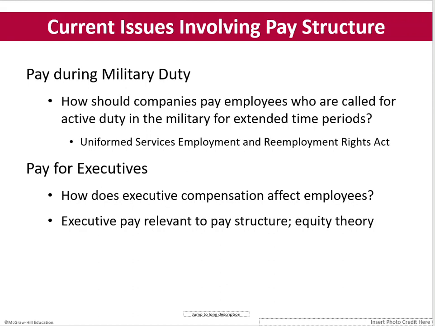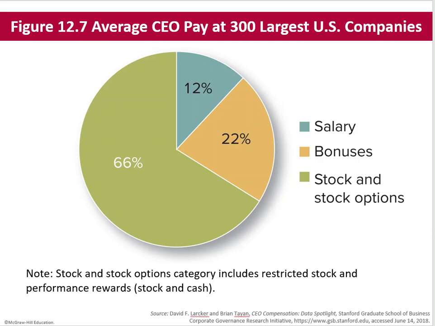So the average CEO pay at 300 large U.S. companies is made up of salary, which is only like 12% of their take home. 22% is bonuses. I set a certain objective. If you go to the Super Bowl, I'm going to pay your office staff a bonus. And stock options make up 60% of their pay.